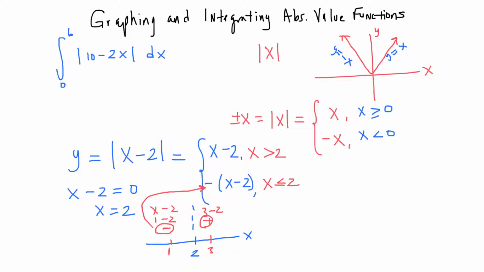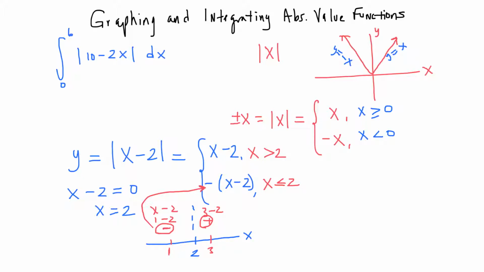Come to this side and choose a number less than or equal to 2. I'm going to go with negative 2. Negative 2 is less than 2. And plug it in here. Negative 2 minus 2, that would be negative 4. But then times a negative, that would be positive 4. So I plugged in a negative 2 and I got a positive 4.